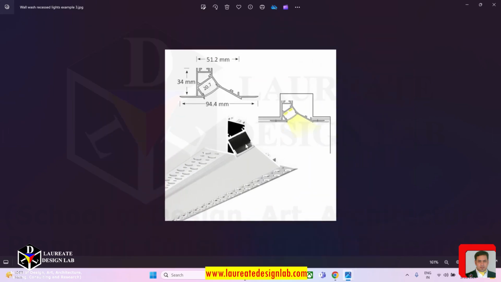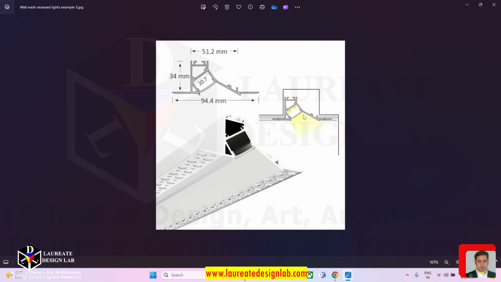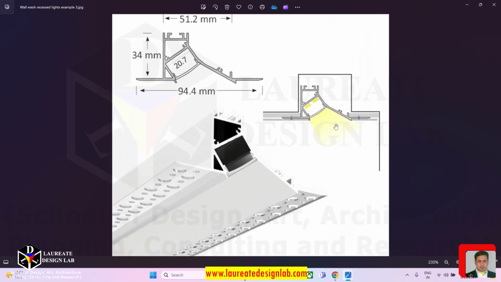Let's discuss this. This is another type of wall wash recessed light. This is a linear one, not a spotlight. This is a linear light. You have the profile. See the orientation of the light which is coming out. It is going to hit this wall, but this side is blocked. So orientation as well as the focus is on the wall, so that a wide area of the wall should receive the light.